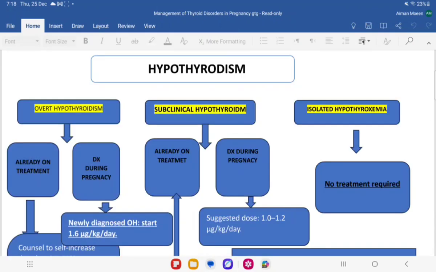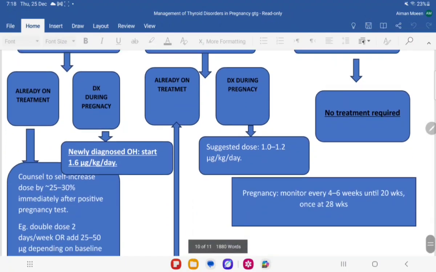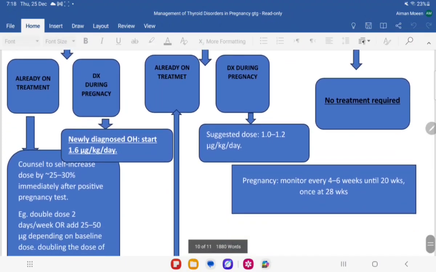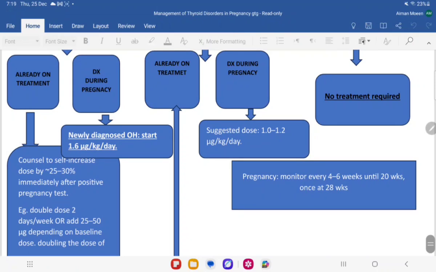Now this is just a summarization. If a woman has hypothyroidism, it could be overt, subclinical, or isolated. So now you need to know whether she is already on treatment. This is for overt. If she is already on treatment, then counsel to self-increase the dose by 25 to 30%, double the dose 2 days per week, or add on 25 to 50 microgram depending upon the baseline. If it is diagnosed during the pregnancy, then you need to start with 1.6 microgram per kg per day.